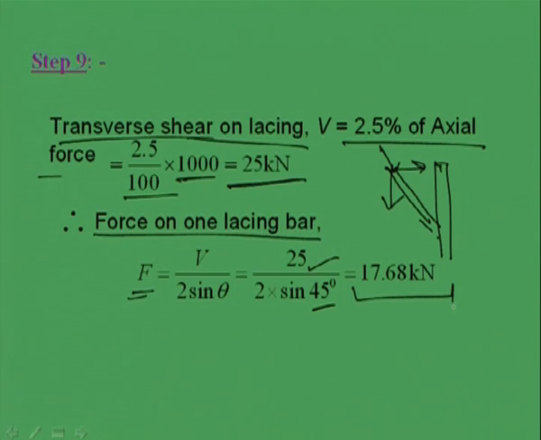Okay. So, in this way the force on lacing bar can be found out, but remember this will be different for double lacing. F will become V by 4 sin theta for double lacing, as we remember. We will come to that later when we design with the double lacing.